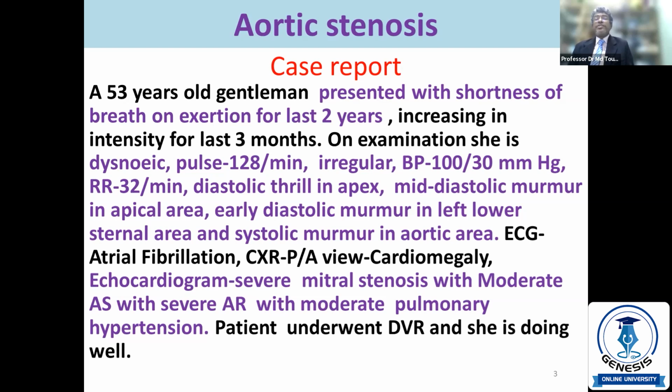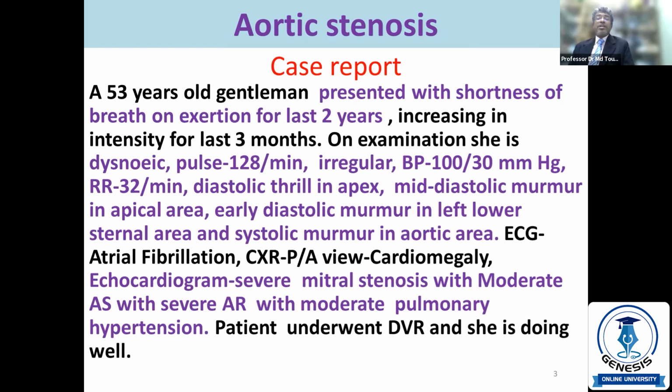ECG shows atrial fibrillation, and chest X-ray shows cardiomegaly. This is due to double valve pathology. In pure mitral stenosis there is usually no cardiomegaly, and the cardiac size is normal. But if mitral stenosis is associated with mitral regurgitation, the cardiac shadow may be enlarged. If the aortic valve is also involved, with aortic stenosis or aortic regurgitation, there is also cardiomegaly, that is, the cardiac shadow is enlarged. And echocardiogram shows severe mitral stenosis.